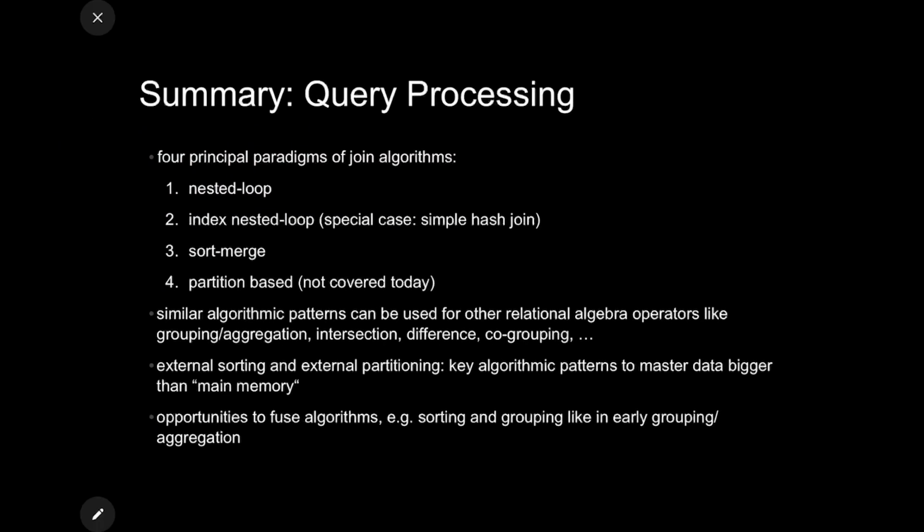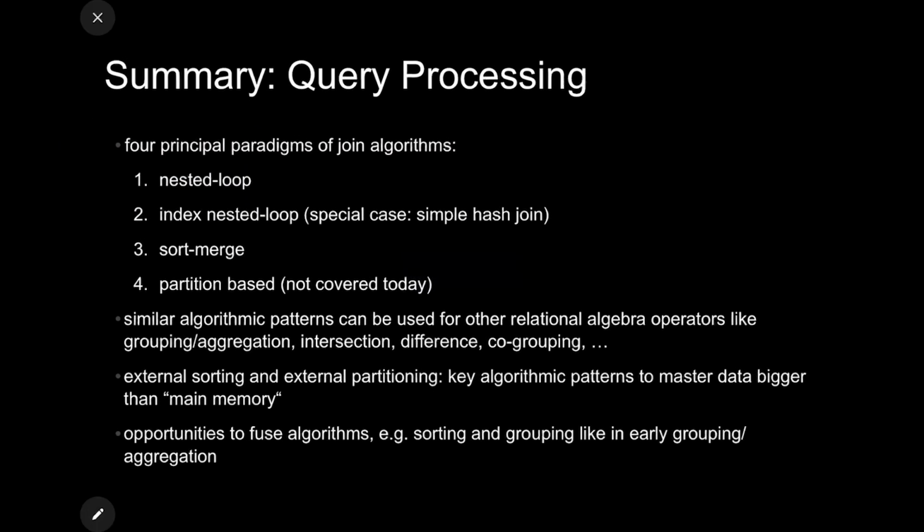Okay, so we learned about these four principal paradigms of join algorithms: nested loop, index nested loop, and, as a special case, the simple hash join. Again, recall, it's just about when is the index being created? Did it exist before? Do I do it when calling the join algorithm? And what type of index is created? If you do it at runtime, it's typically a hash join.